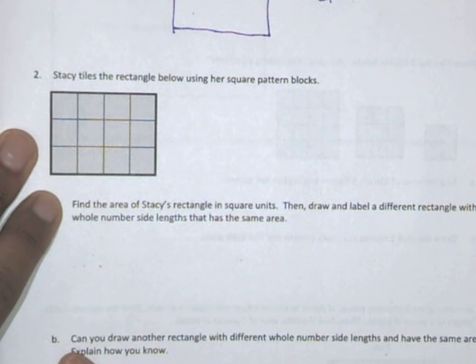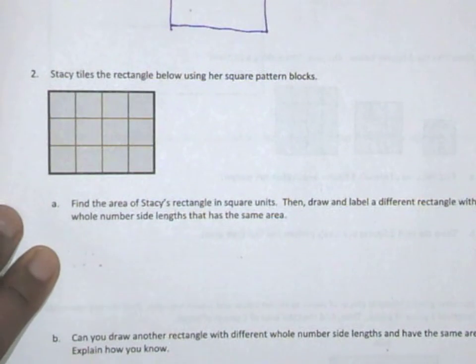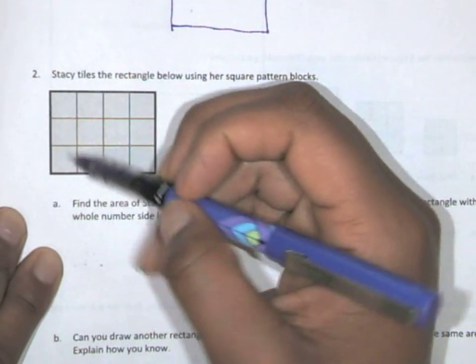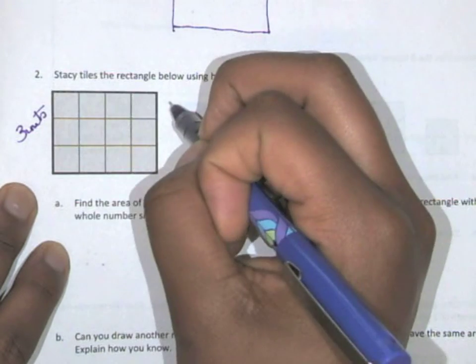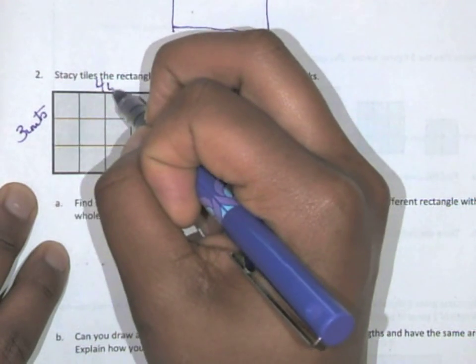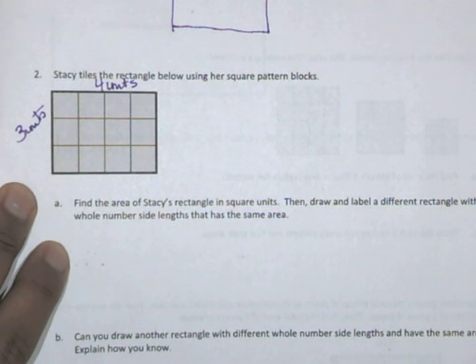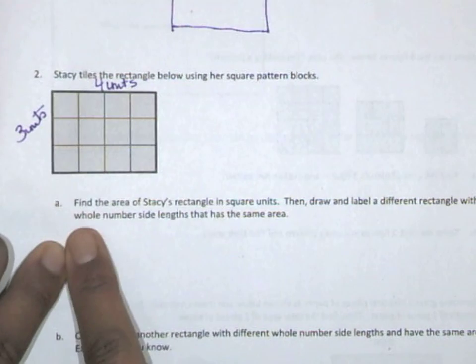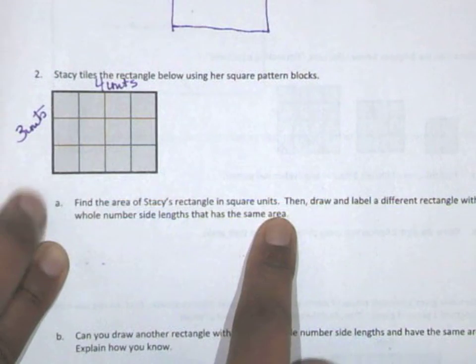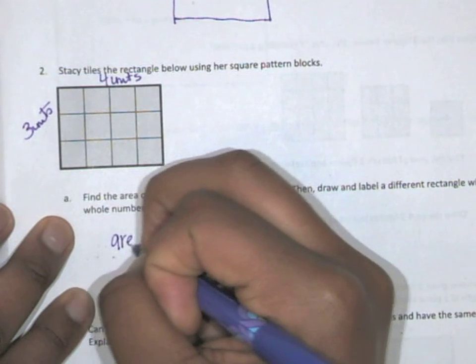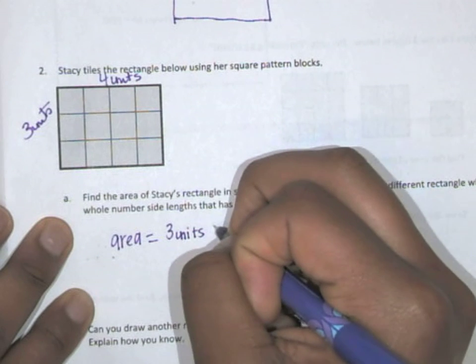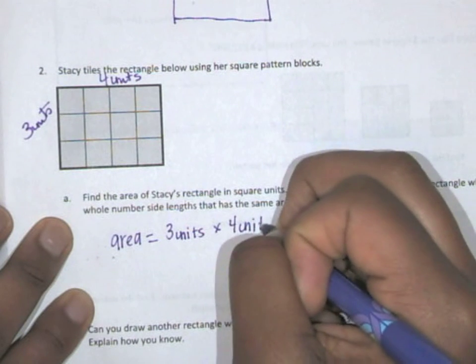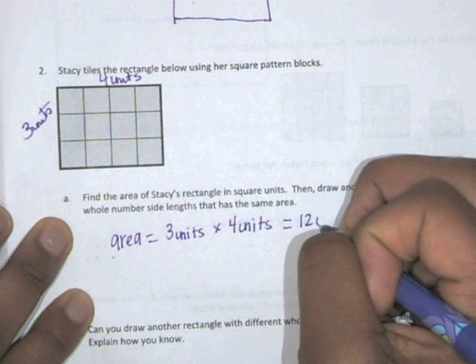Stacy tiles the rectangle below using her square pattern blocks. Let's go ahead and find the area of this. We have this side is 3 units. And this side is 4 units. Find the area of Stacy's rectangle in square units. Let's find that area. Area equals 3 units times 4 units. That equals 12 units.